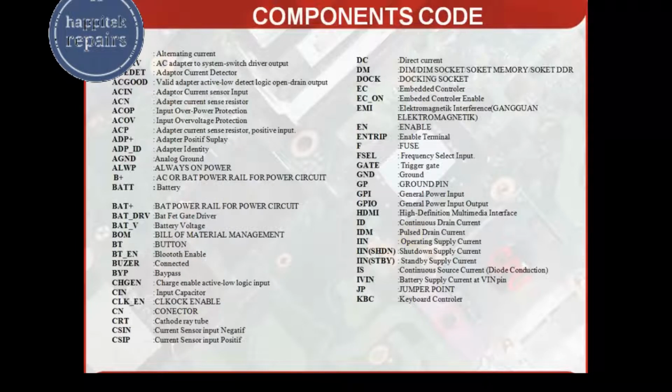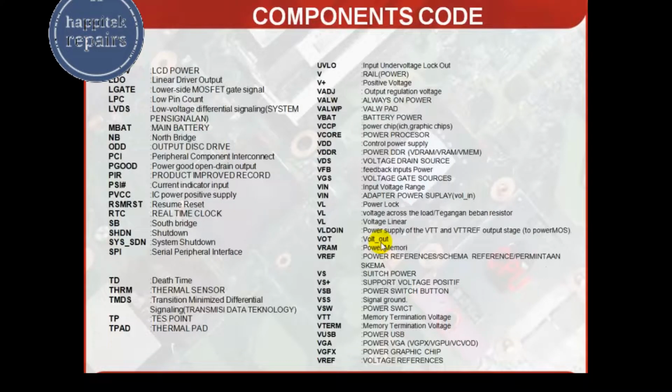The component codes are in short form abbreviations. AC means alternating current. You can see all those short forms if you want to find anything. This is how to trace out the laptop schematic diagram. Okay, we will show you again once we see the schematic overview, how to identify the schematic diagram.